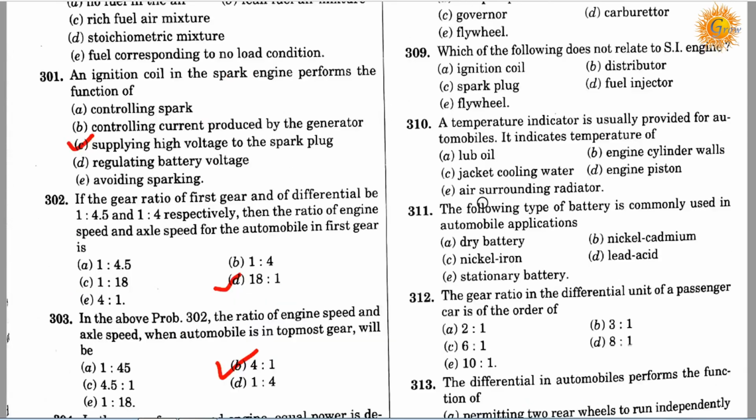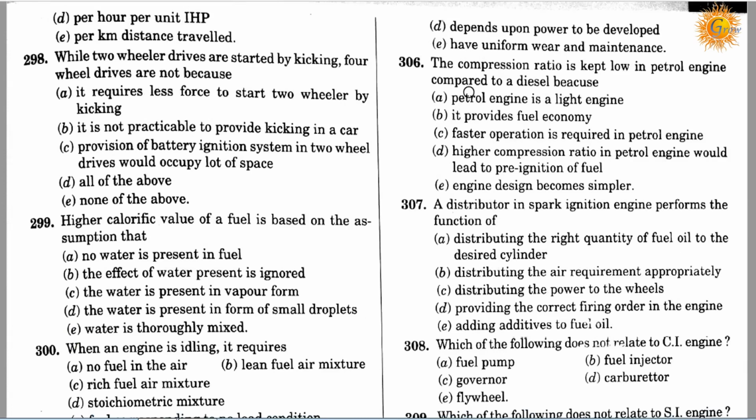Question number 306. The compression ratio is kept low in a petrol engine compared to a diesel engine because: option A, petrol engine is a light engine; option B, it provides fuel economy; option C, faster operation is required in a petrol engine; option D, higher compression ratio in a petrol engine would lead to pre-ignition of fuel; option E, engine design becomes simpler. So the correct answer is D.